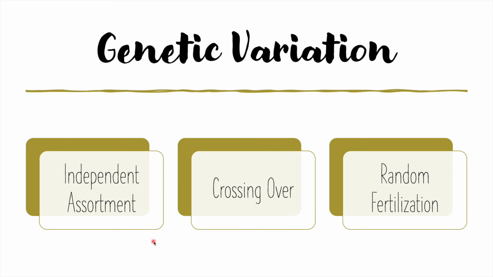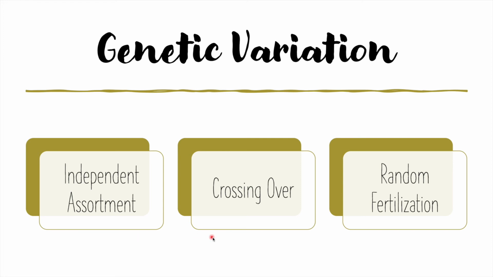Independent assortment occurs in metaphase I. Each homologous chromosome orients itself independently on the metaphase plate, so there is a 50-50 chance that the daughter cell receives the paternal chromosome and a 50-50 chance that it receives the maternal chromosome, creating genetic variation.